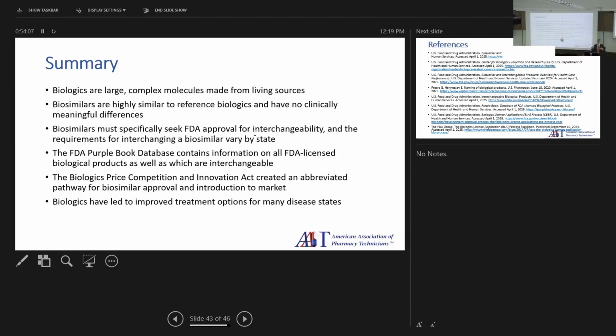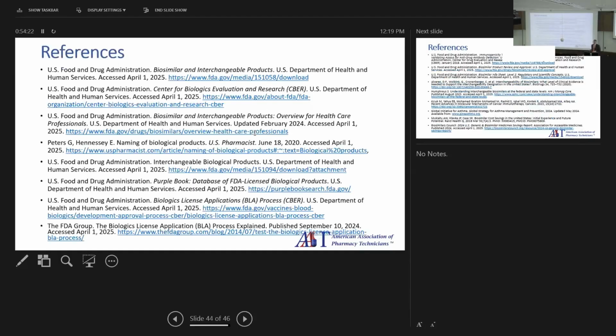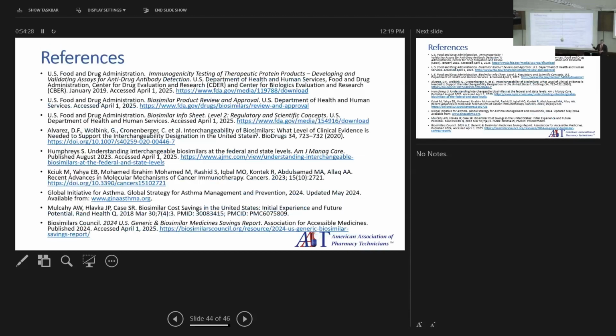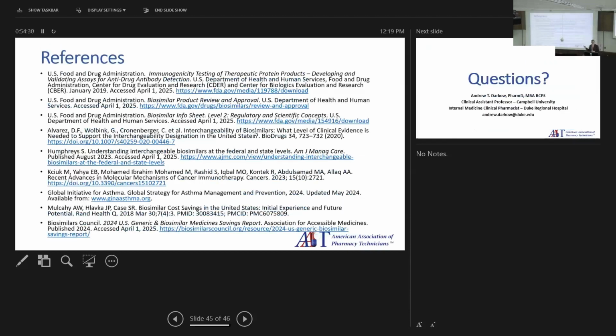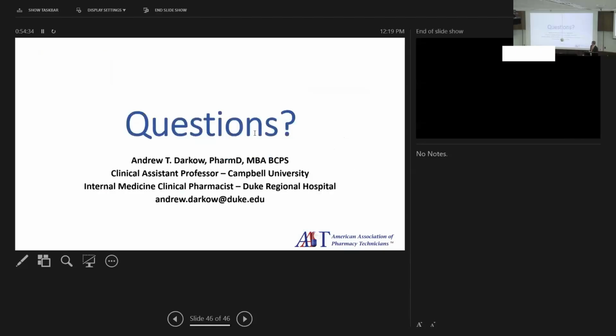I only covered a few here. But there are many positive impacts of biologics for a variety of disease states, and biosimilars have led to significant cost savings as well. I have my references here. The U.S. Food and Drug Administration is a great resource in addition to the FDA Purple Book if you have any additional questions or want some additional reading. And I'm happy to field any questions you have.